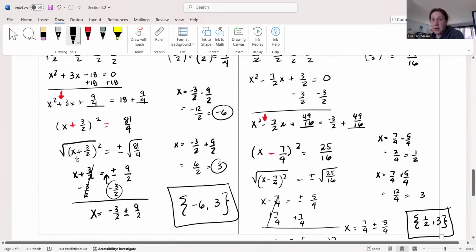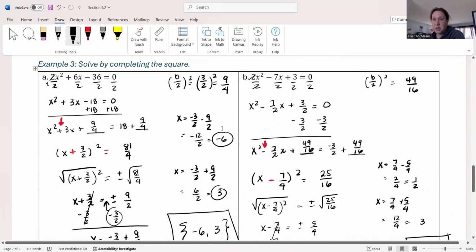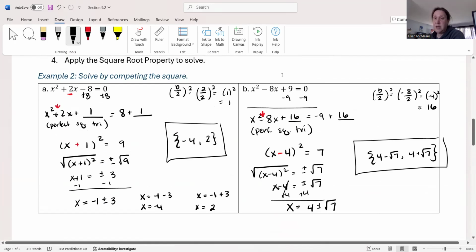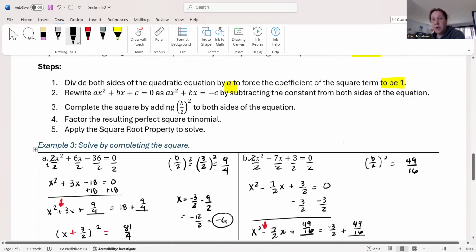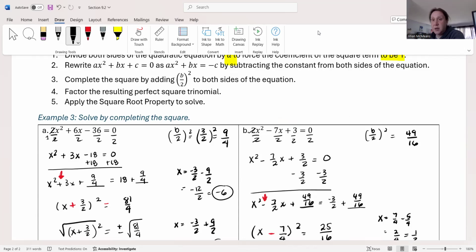Now, this last example, example 3, this is much more what I would expect you to see in pre-calculus. This is much more what I expect you to be able to do in this class. So this is going to give you that foundation, that prep, so that when you see stuff like example 3 in pre-calculus, it's not going to be quite so overwhelming. Okay, so there you have it, solving quadratic equations by completing the square.